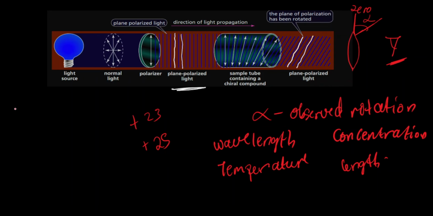The specific rotation of a chiral compound is the degree of rotation of plane polarized light under specific conditions: specific conditions of temperature, concentration, length of sample tube, and wavelength of the light. This is also very important for us to take note of.